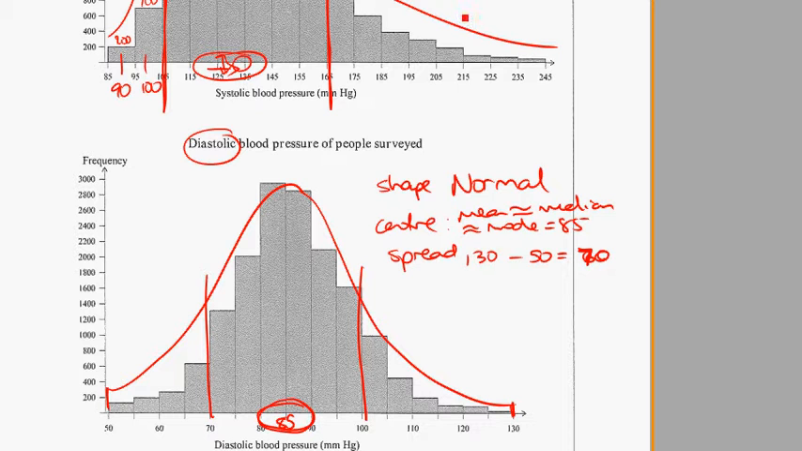So craft some sentences comparing the shape, the centre and the spread, and summing up with the conclusion that the systolic blood pressures of people are a lot higher than the diastolic blood pressures.